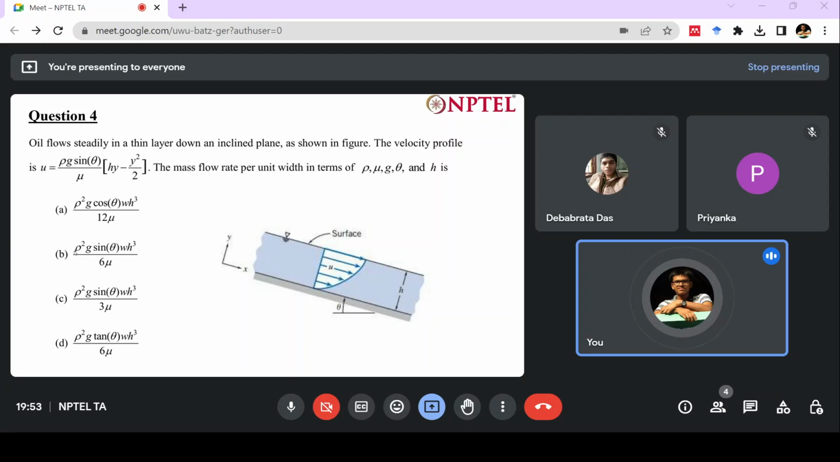So here in question number 4, we have this inclined plane. Oil is flowing in a thin layer down an inclined plane. The velocity profile is already given. The coordinates are marked. So what we need to find is basically the mass flow. Can you tell me what this symbol signifies?